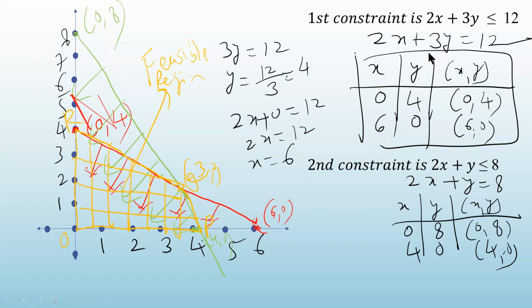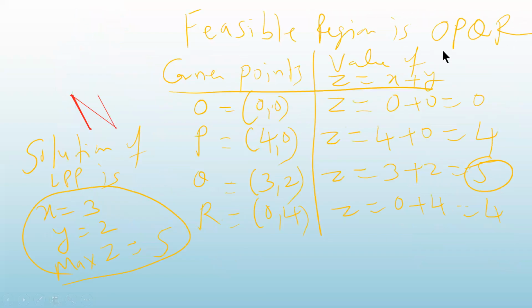So let me show you that. So the first equation is what? 2x plus 3y equal to 12. This is the first equation, right? Let me use this. First equation is, wait a minute.